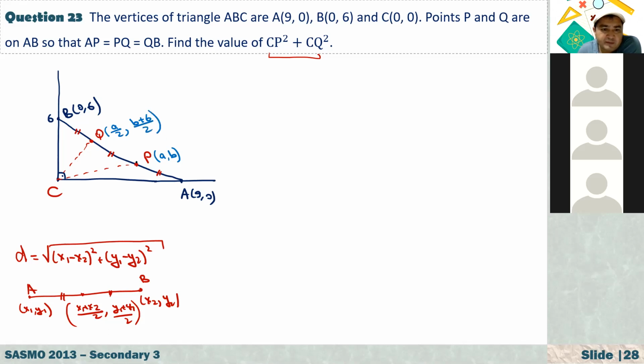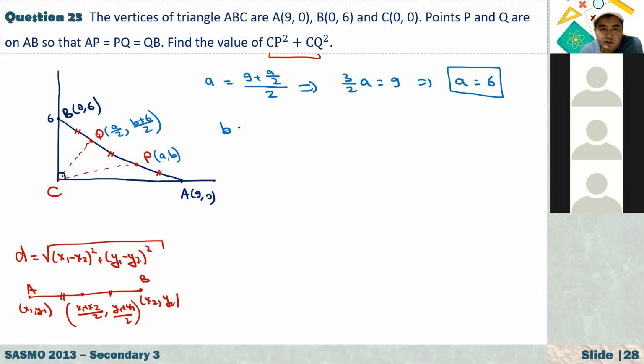At the same time, P is the midpoint of A and Q. So since P is the midpoint of A and Q, I can write this equation: a is equal to (9 plus a over 2) over 2. And from here, if you solve this, 2a minus a over 2, that is 3 over 2 a, is equal to 9. Now from here, what is a? a equals 6.